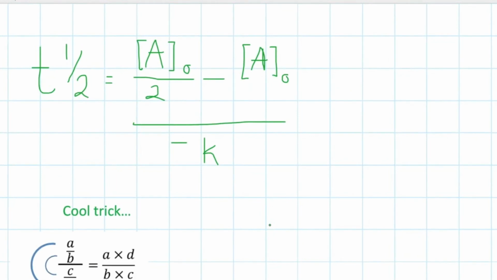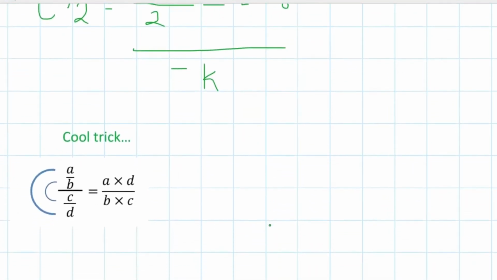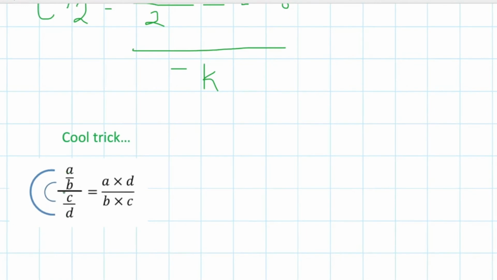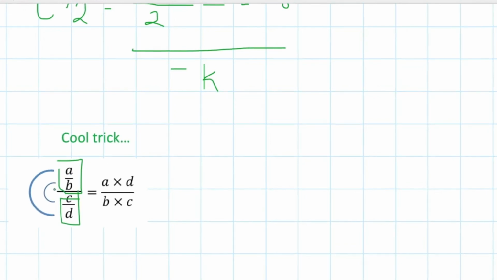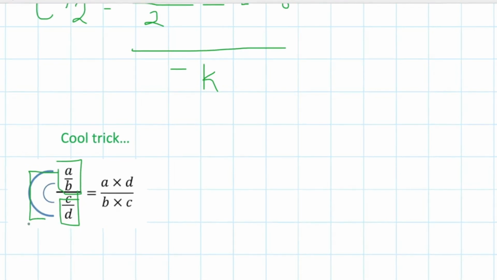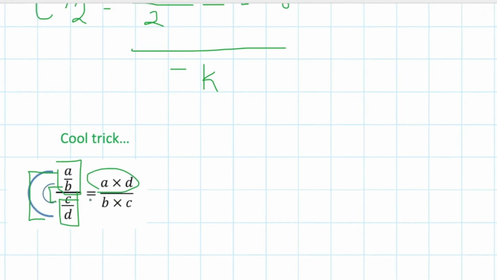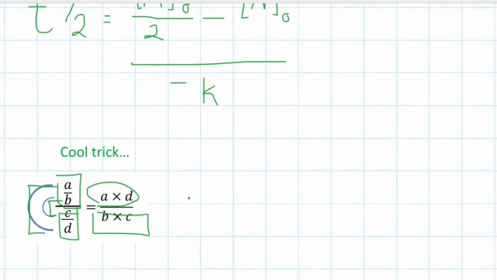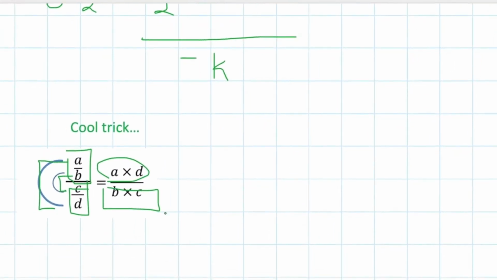Before we move on, I would like to show you a cool trick. I don't know if you know this, but I call it the tortilla rule. Whenever you have one fraction over another fraction, when you're dividing one fraction by another, you want to multiply the ones outside, and these will be your numerator. So A times D will be your numerator, and B times C will be your denominator. This is a cool trick for you guys to use.